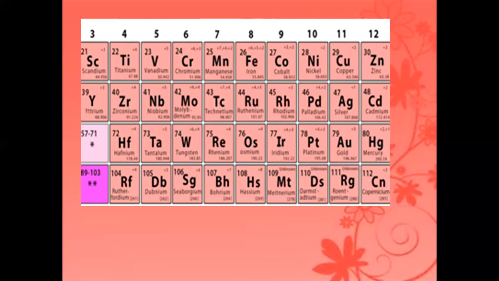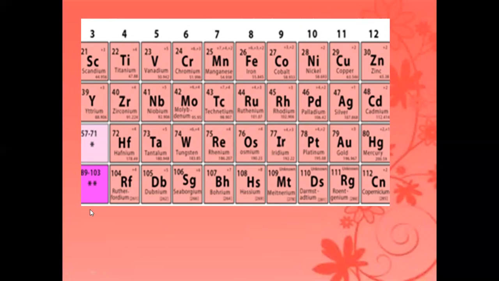The next series, the third transition series, starts from lanthanum. The lanthanum atomic number is 57, up to mercury, atomic number 80. This series we call the third transition series, otherwise the 5D series. Why we call it the 5D series means the electrons enter into the 5D orbital.